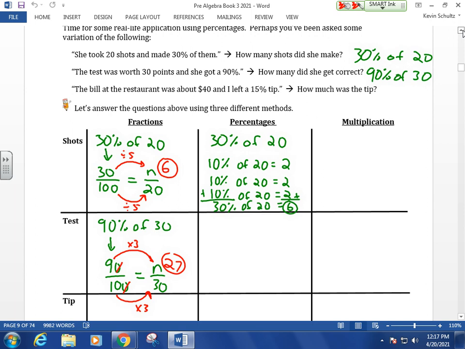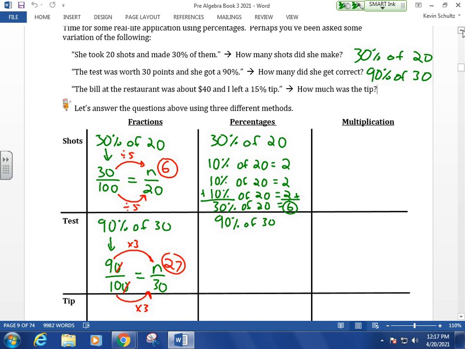Using the percentages method. Again, we're starting with 90% of 30, which means this time we're going to do 10% 9 times. And the first one we did 10% 3 times to get to 30%. Now we're doing 10% 9 times to get to 90%.